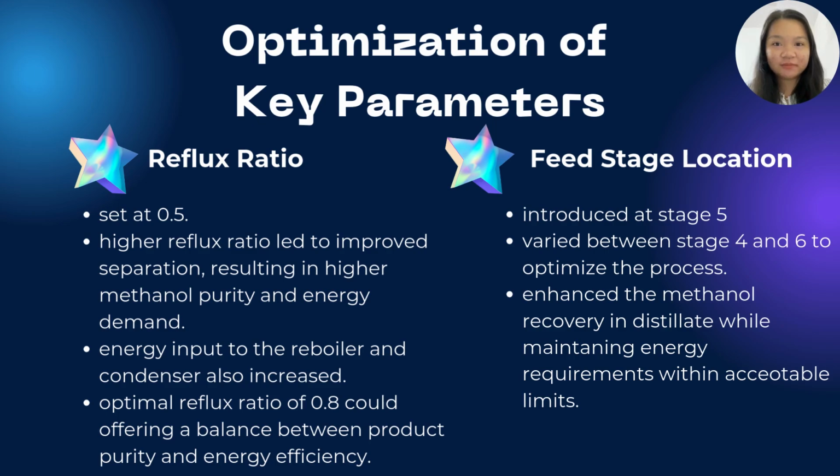The feed stage location determines the interaction between the ascending vapor and descending liquid streams in the column. The feed was initially introduced at stage 5, which resulted in moderate separation efficiency. To optimize the process, the feed stage location was varied between stage 4 and 6. The results show that introducing the feed at stage 4 slightly improved separation performance by providing better alignment with the methanol-rich vapor phase. This adjustment enhanced the methanol recovery in the distillate while maintaining energy requirements within acceptable limits.